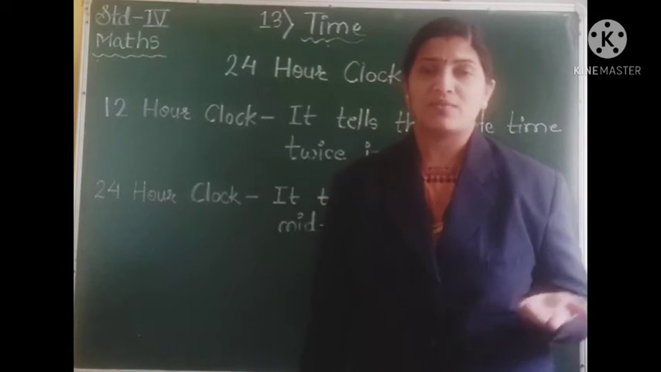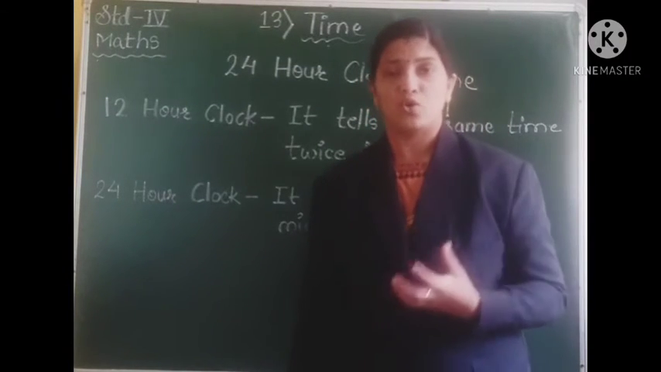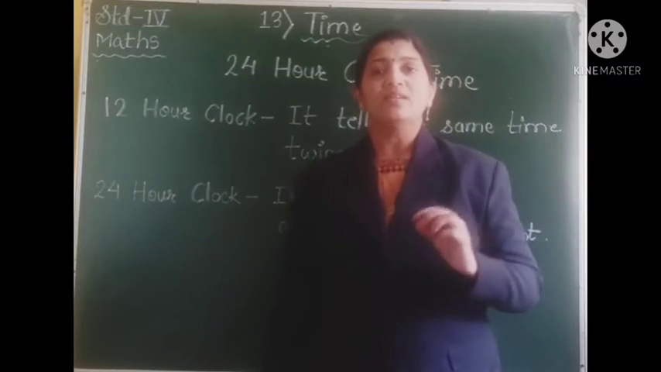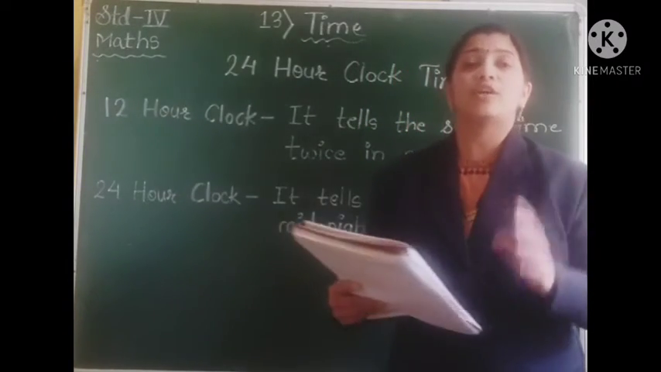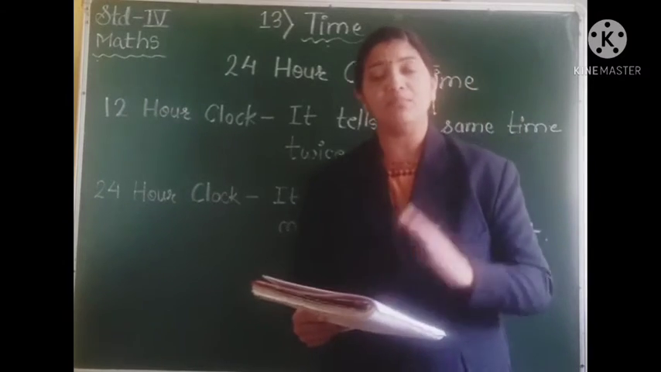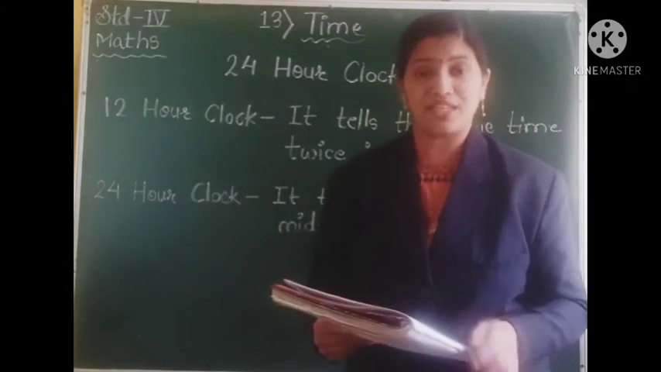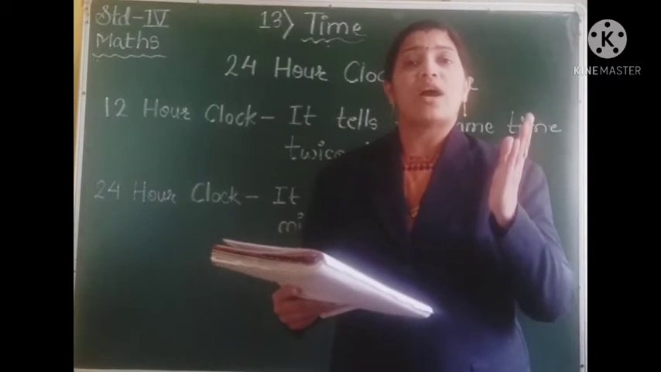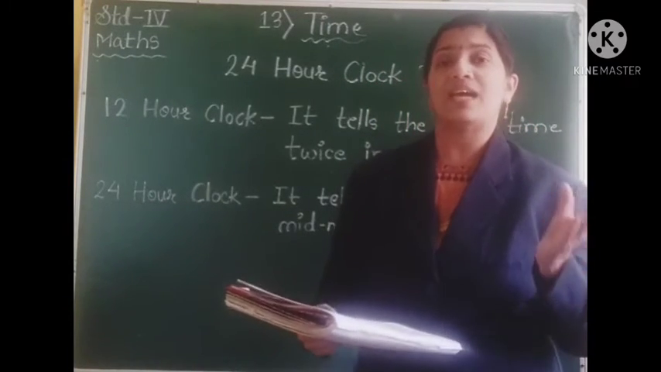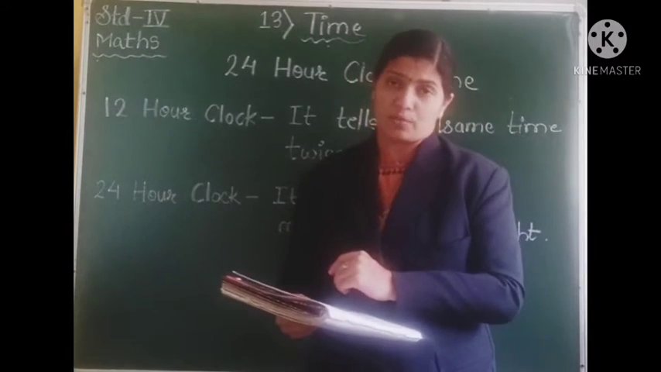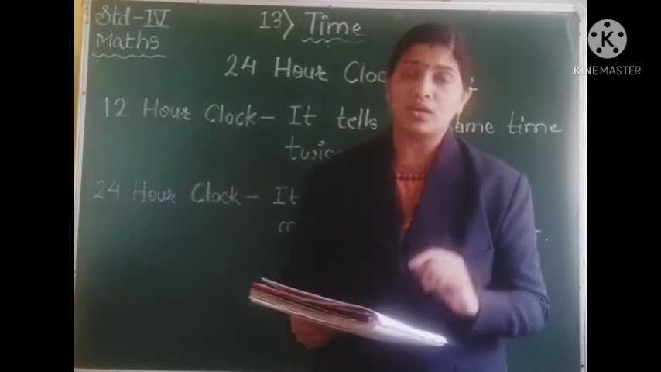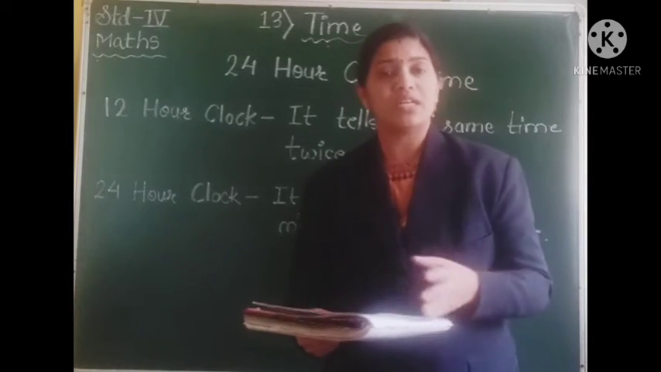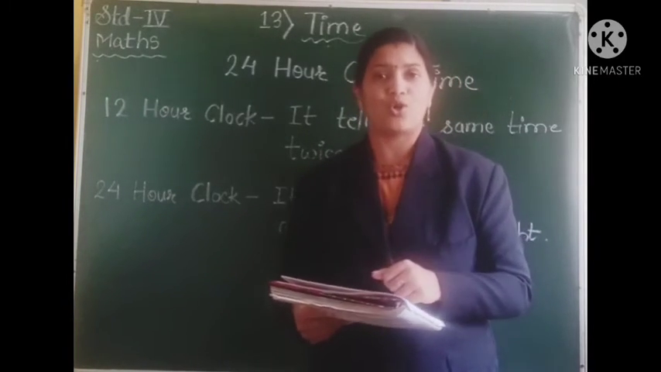So students, a 24-hour clock can be seen at airports, bus stands, railway stations, and also in hospitals. It is a digital clock, right? And in order to avoid the confusion between AM and PM, a 24-hour clock has been invented. Now I will show you the clocks that are using 12-hour format and 24-hour format. The pictures are given in your book. I will show you the pictures, and also give you details about both these clocks.